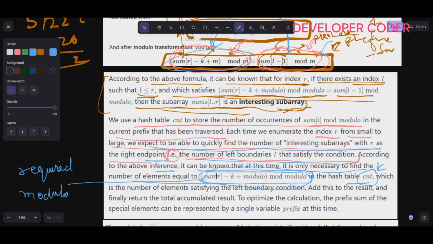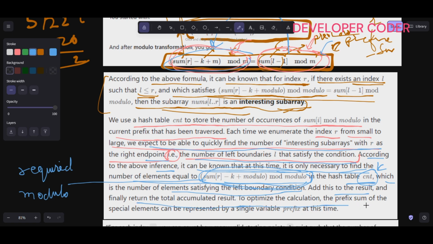When I write the code, you will get a much better understanding, but just understand what is happening here. According to the above inference, at this time it is only necessary to find the number of elements equal to this in the hash table count. Count contains the previous valid special numbers, which is the number of elements satisfying the left boundary condition. We have to add this to the result and finally return the total accumulated result.